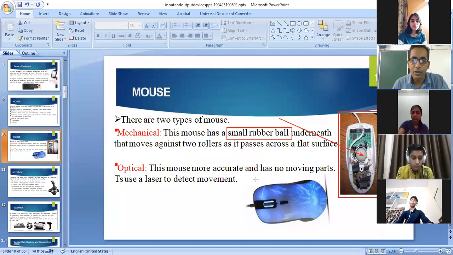The optical mouse is more accurate and has no moving parts. It uses a laser to detect the movement.